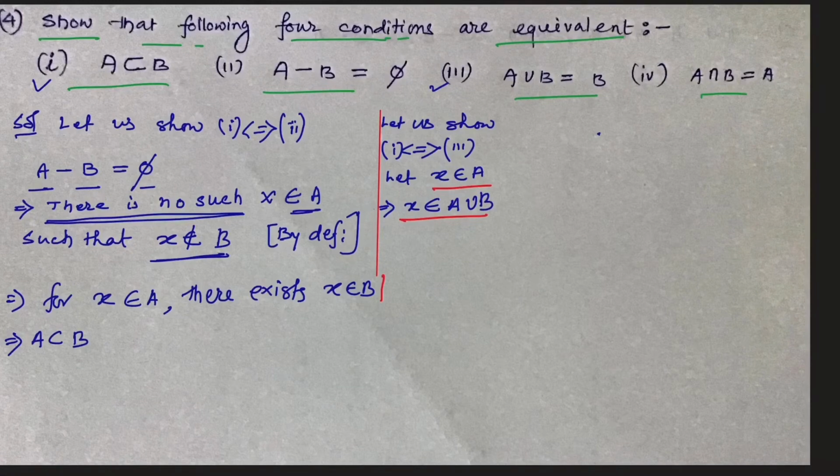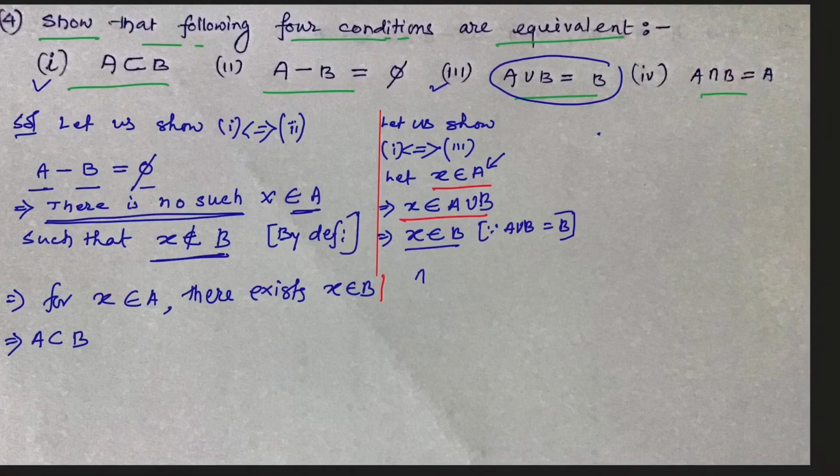Now you see in number 3 it is given that A union B is equal to B. That's why we can write x belongs to B, since A union B is equal to B. So here you see, for x belongs to A, we have got x belongs to B. So we can say again A is a subset of B.